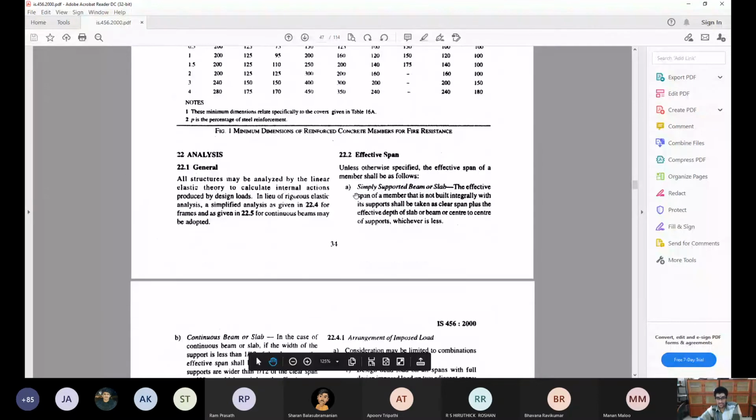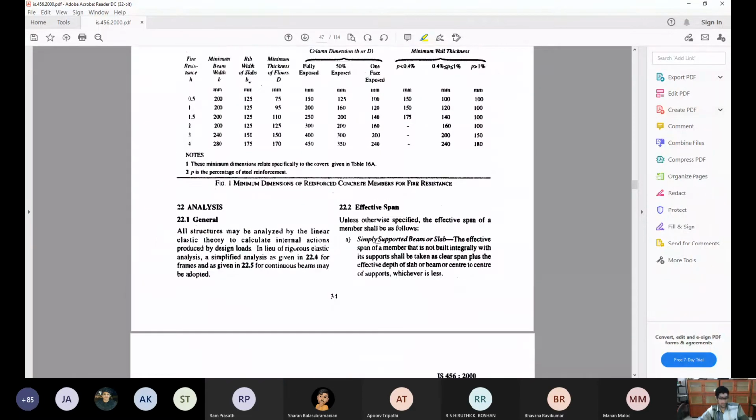See, effective span. So I gave you some things like clear span plus effective depth of the beam, etc. So this is where it's given: clear span plus effective depth of the beam. Okay, it's given over here. So this is how you have to use the code book.